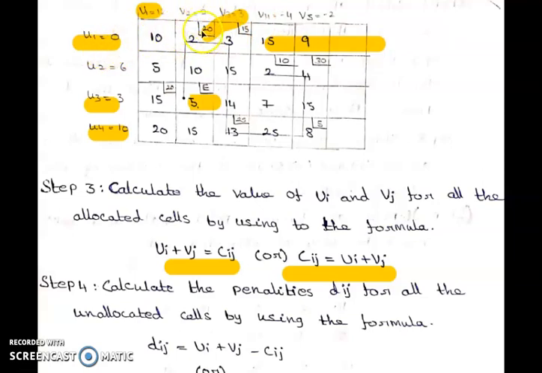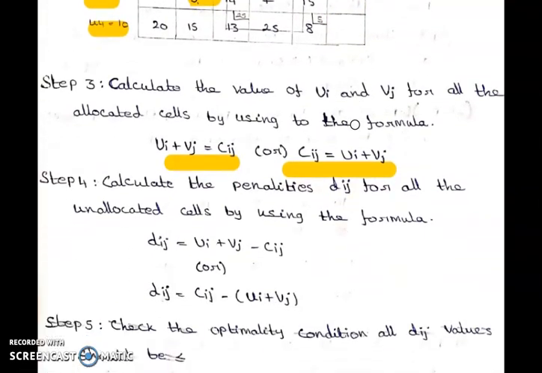Ui plus Vj equals 2, so U1 plus V2 equals 2. Similarly, U1 plus V3 equals 3. For the most allocated cell we can assign 0, and then we get the remaining values. Similarly, U1 equals 0, U2 equals 6, U4 equals 10, V2 equals 2, V3 equals 4, V4 equals 4.